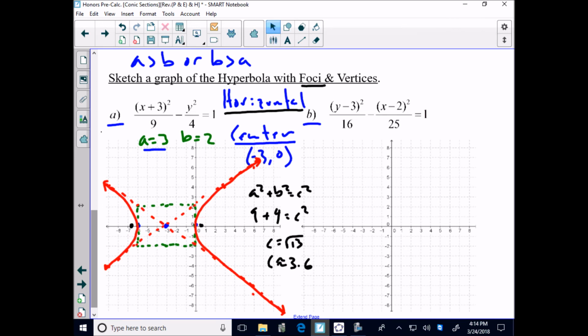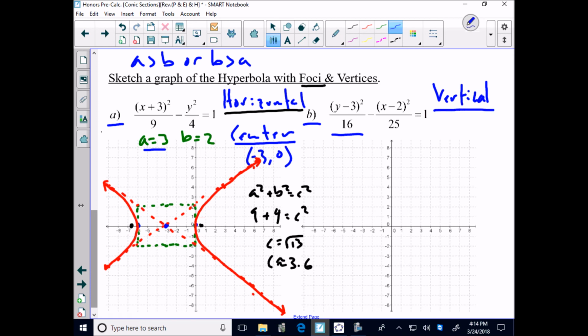And what I want you guys to do is to graph this second one on your own. Now, because the first term is a y term, we can say that this is a vertically orientated hyperbola. So instead of going out horizontally to our vertices from the center, we're going to go up and down to our vertices from the center. What I want you guys to do is to give this one a shot on your own, and we will come back and look at this together in a second.